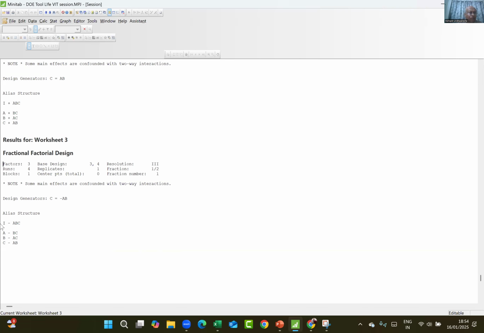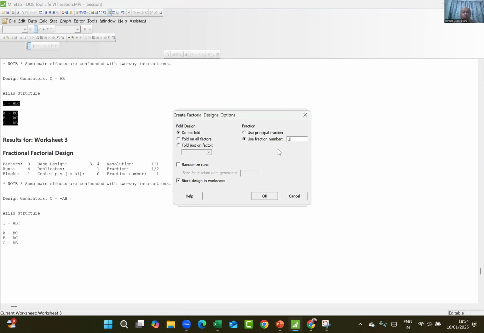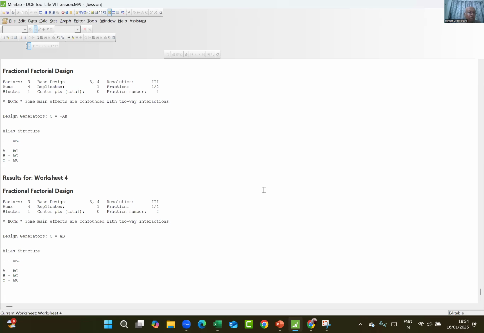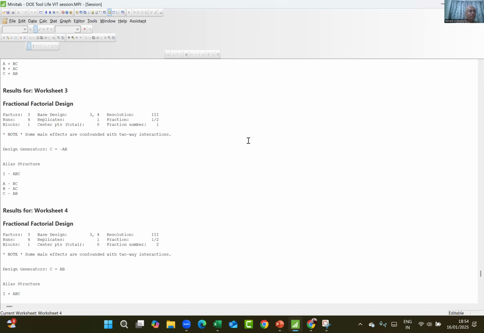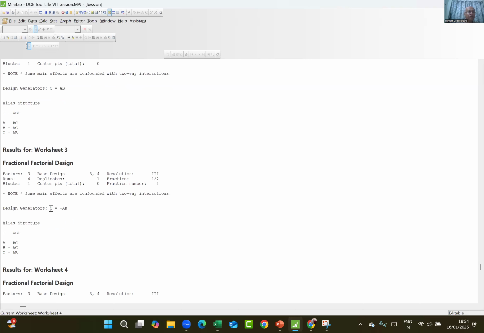And even in the second case, it is I is equal to minus ABC. So I think this has selected minus ABC. Earlier it had selected plus ABC. So if I go and select the other fraction, maybe 2, yeah, the fraction 2 is I is equal to plus ABC apparently. So the first one is minus, and here C is equal to AB and here C is equal to minus AB.